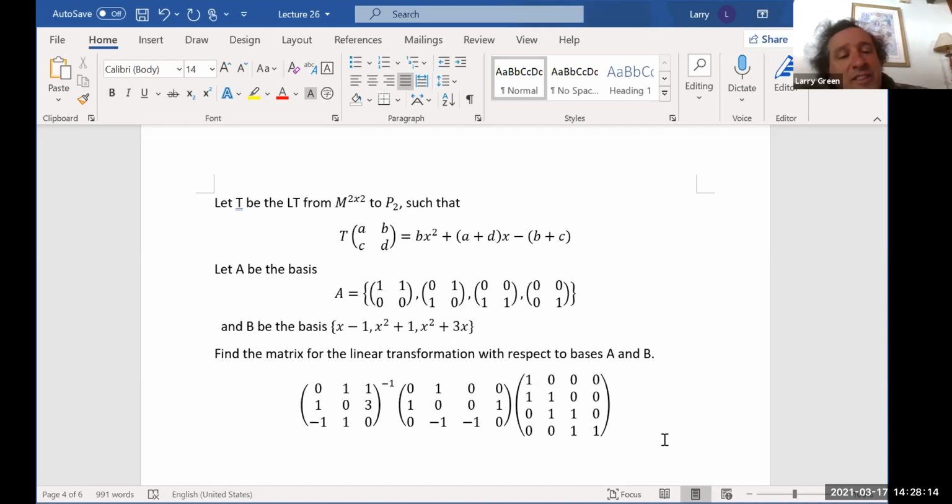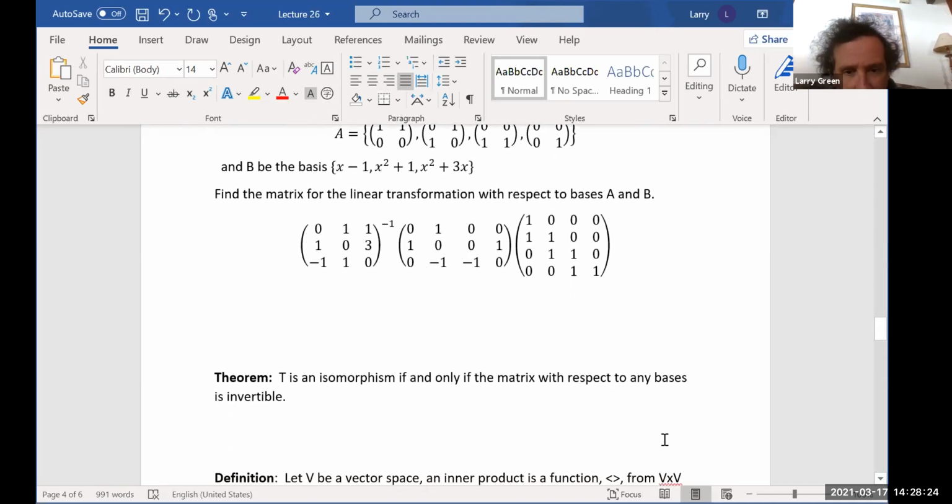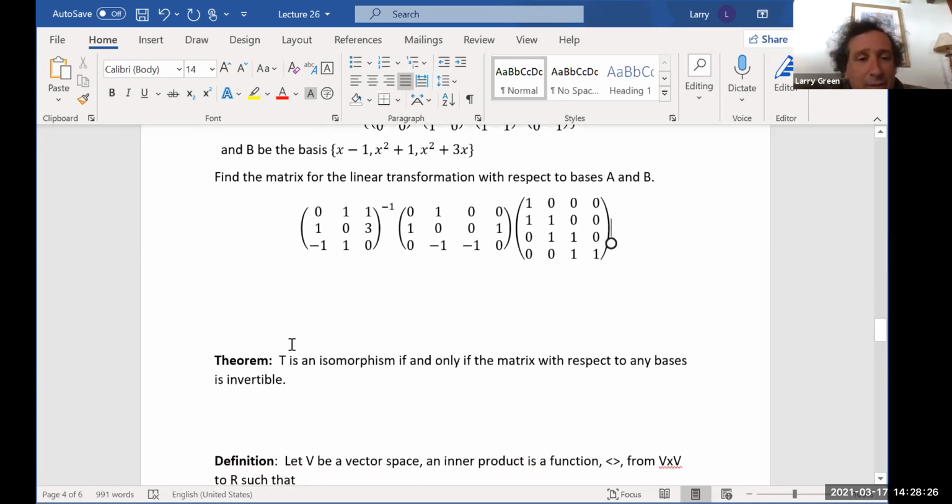Okay, so that's how you do change of basis, and what is a basis of a linear transformation with respect to some other basis. So here's the theorem. T is an isomorphism if and only if the matrix with respect to any bases is invertible. Why is that immediately true?